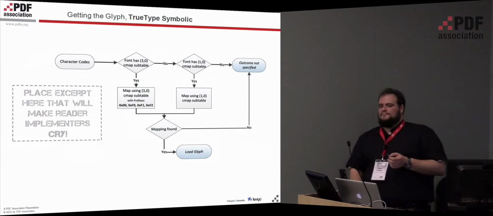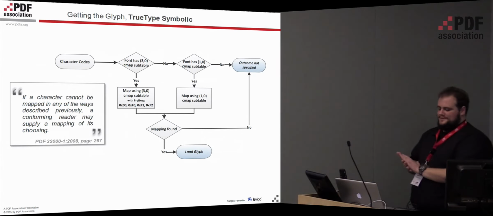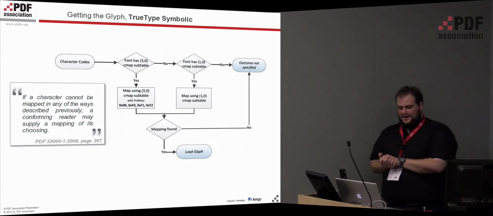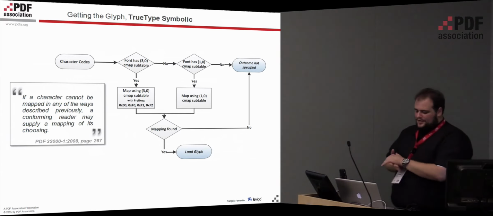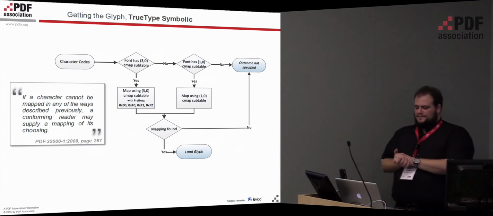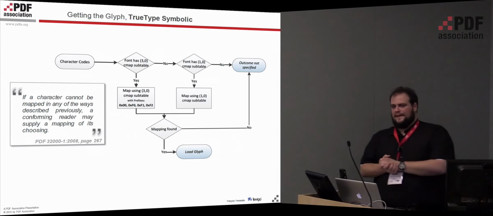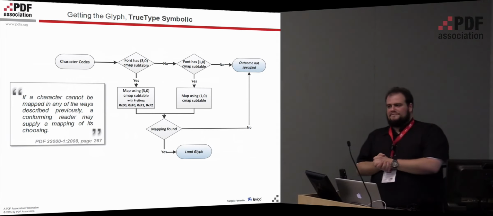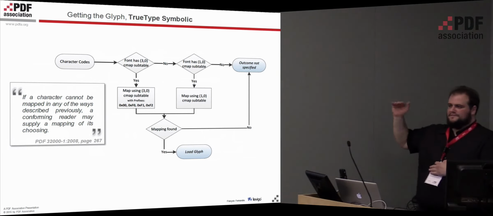And even better, let's have a little excerpt out of the PDF specification. If a character cannot be mapped in any of the ways described previously, a conforming reader may supply a mapping of its choosing. I personally think that this is a description for having something very stable.